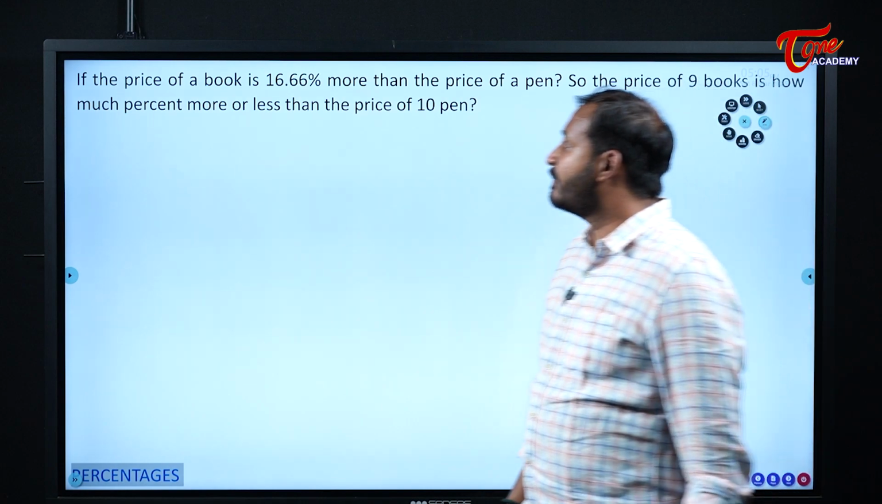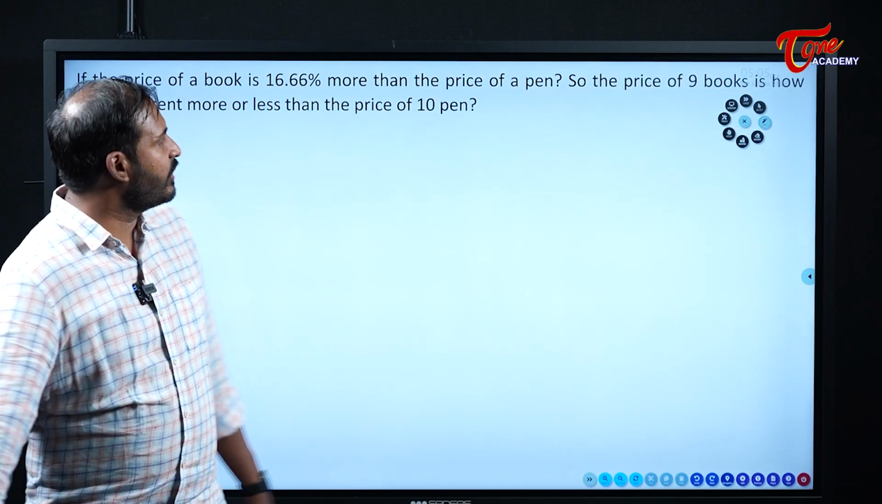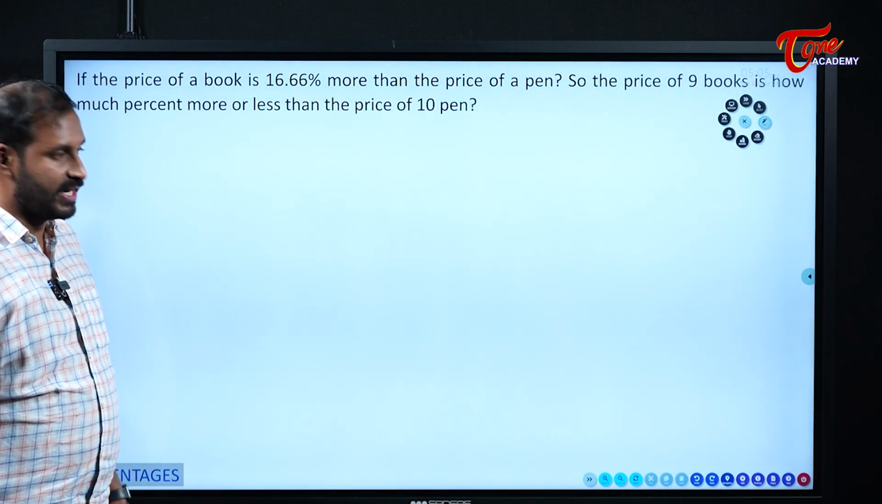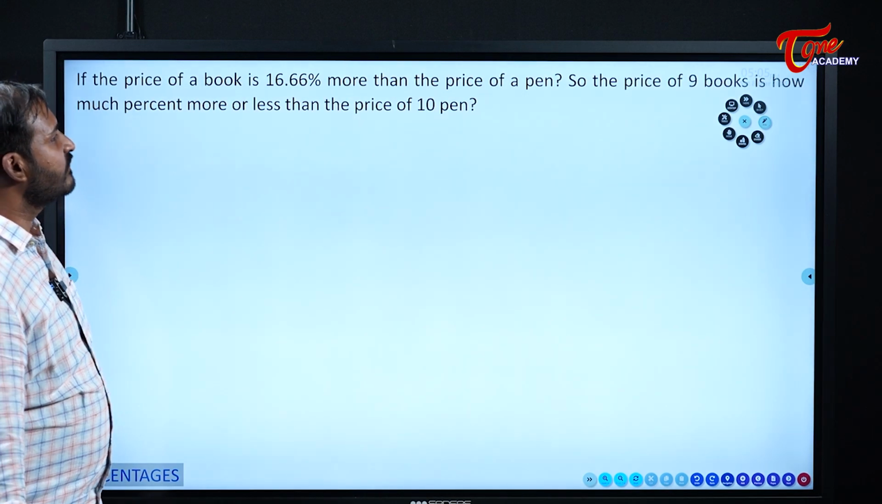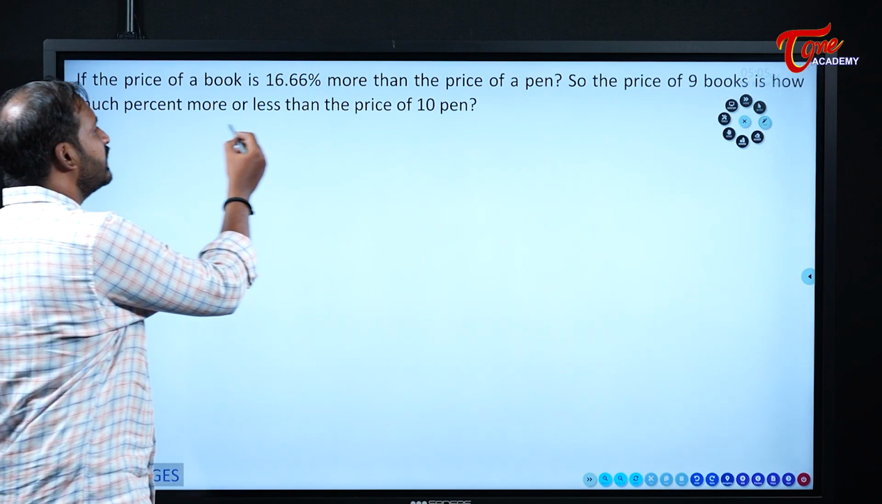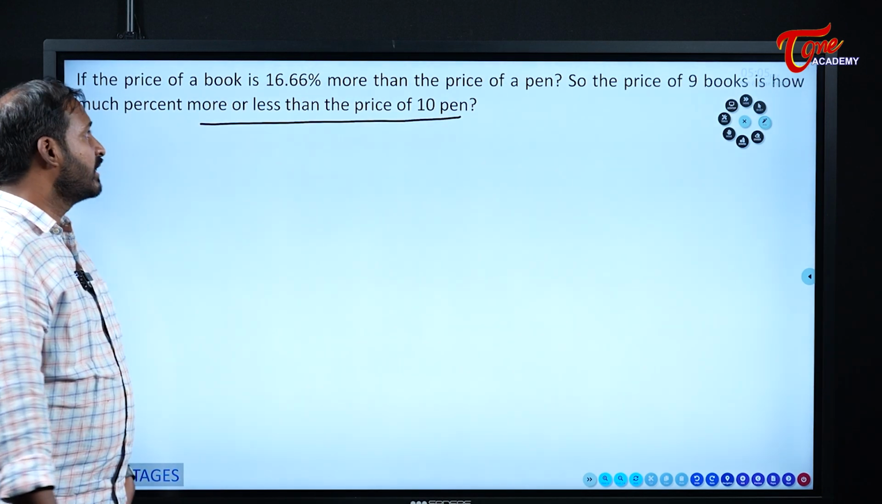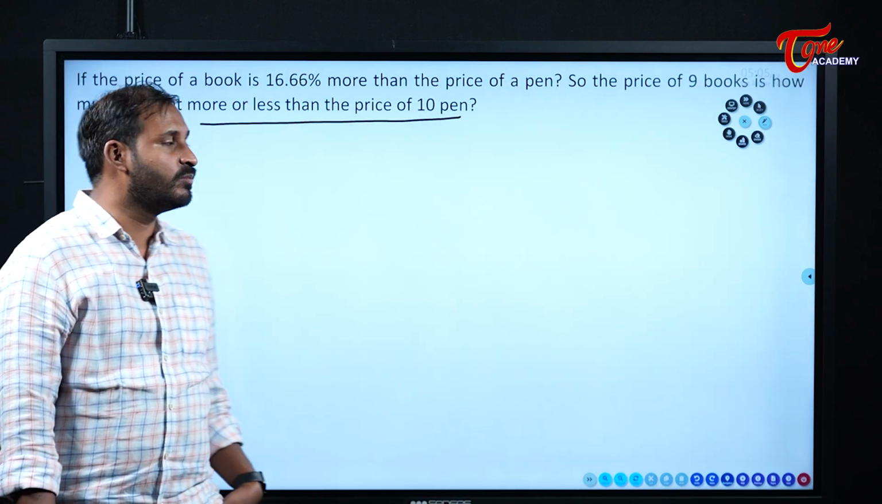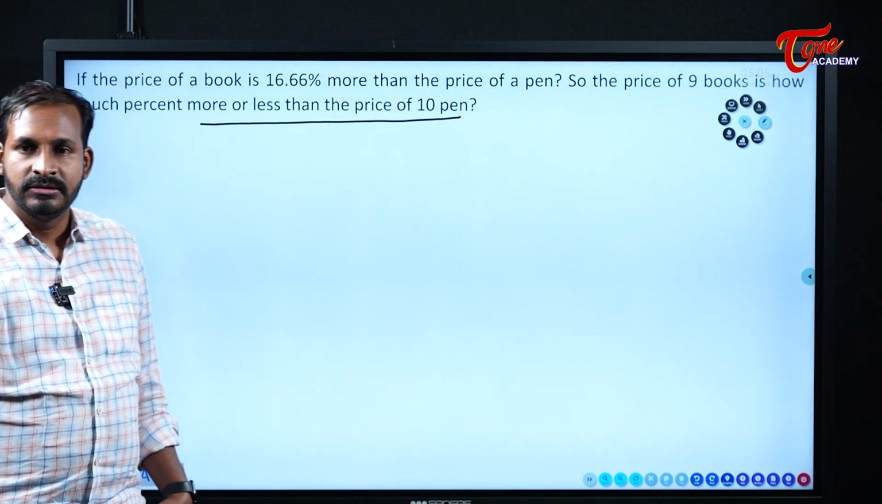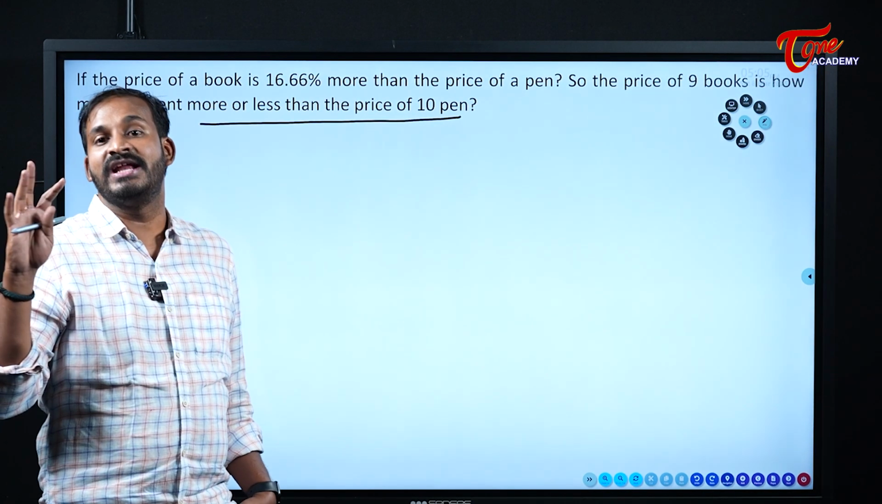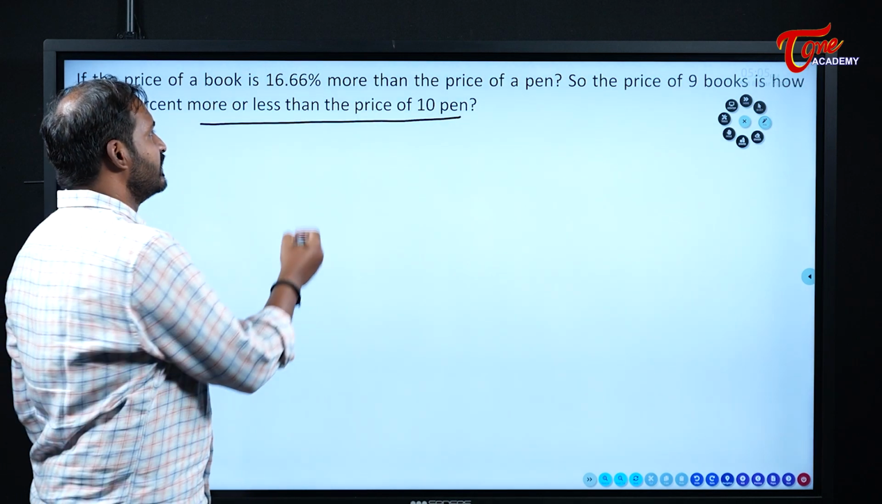Next one. If the price of the book is 16.66% more than the price of a pen, then the price of 9 books is how much percentage more than the price of 10 pens? Good, really good question. The price of a book is 16.66% more than that of a pen, right? So now here our initial and final will change. How it will change, we will see.